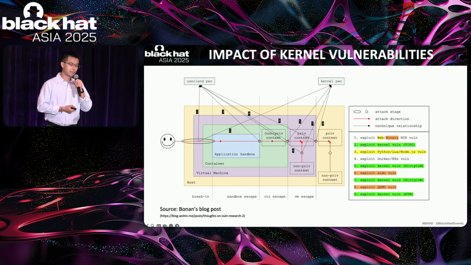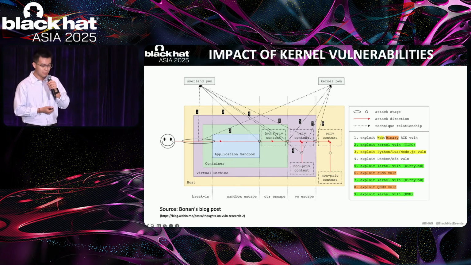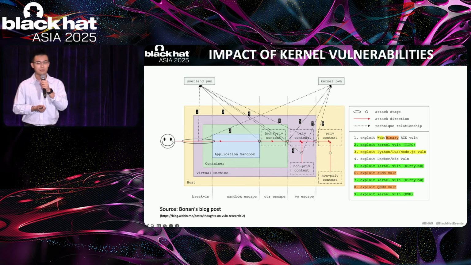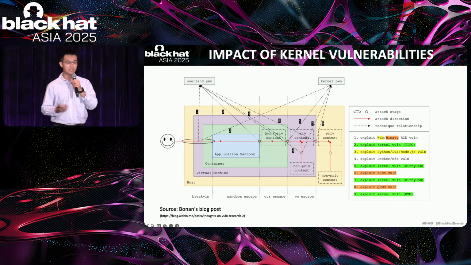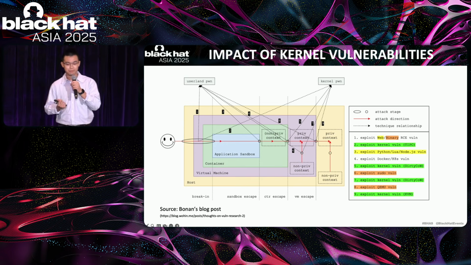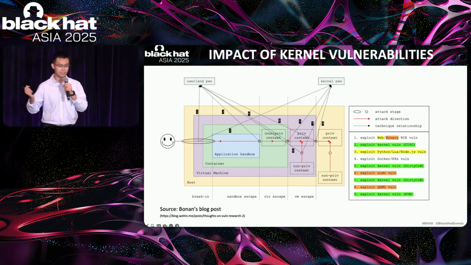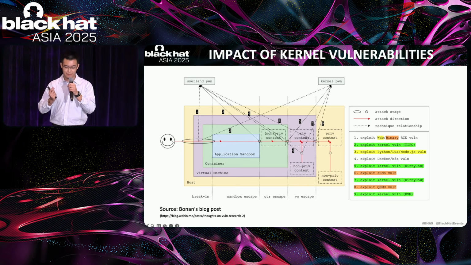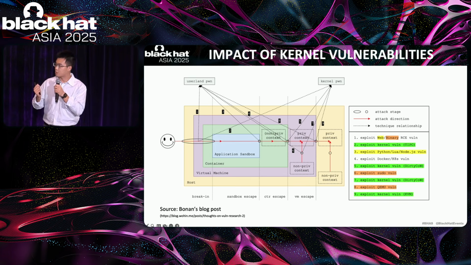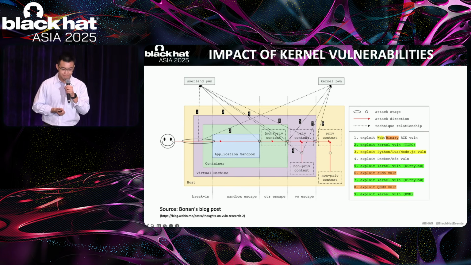Here, we will see the impact of kernel vulnerabilities. From the previous slides, you can see there are lots of vulnerabilities, but what impact will these kernel vulnerabilities bring? So I suggest maybe you can take a photo of this picture because I will give a complete description of the attack path with kernel vulnerabilities.